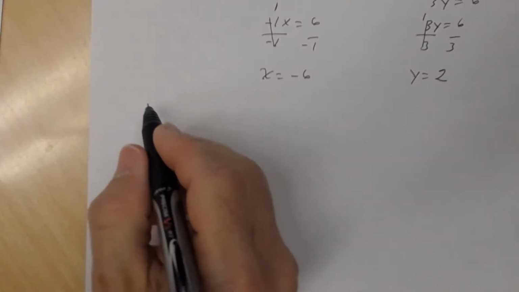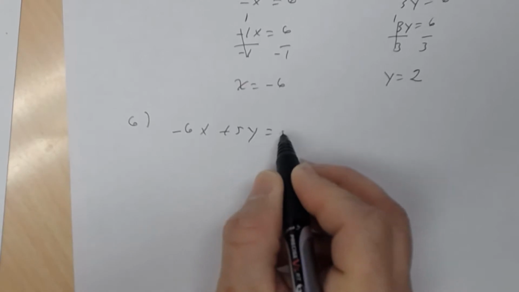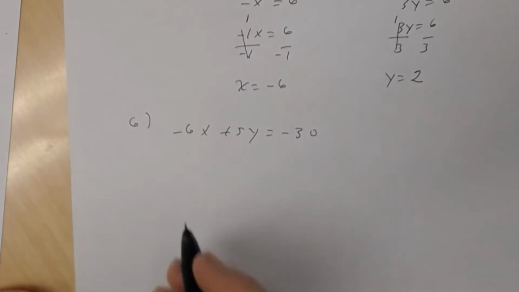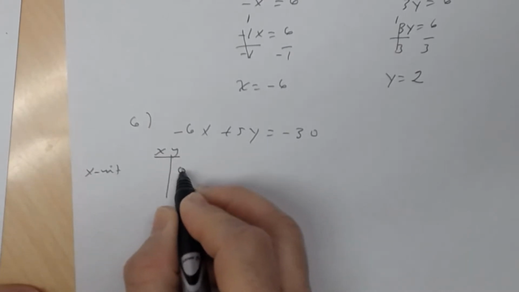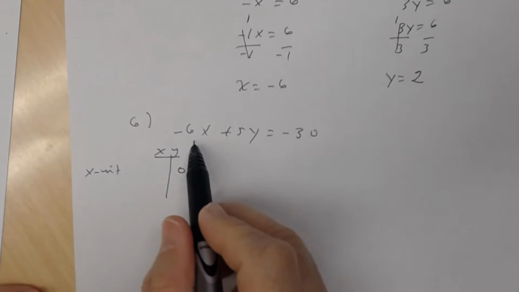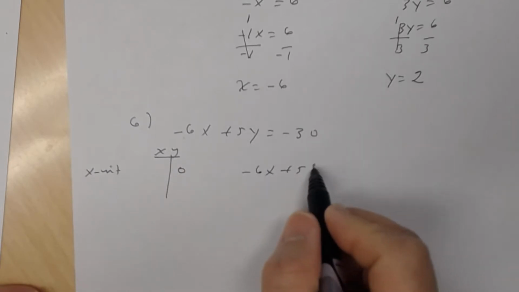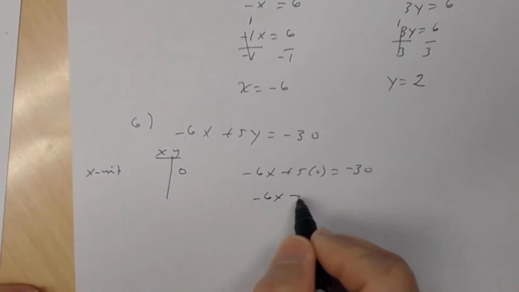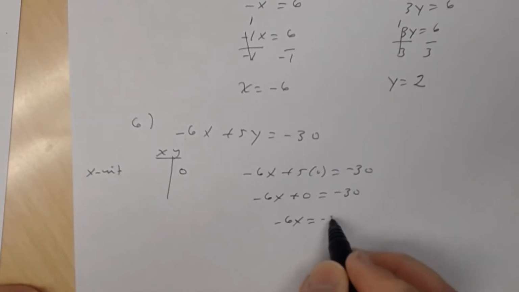So number 6, we have this equation. My equation this time is negative 6x plus 5y equals negative 30. To find the x-intercept, you can let y equal 0. So if y is 0, I get negative 6x plus 5 times 0 equals negative 30. Well, 5 times 0 is 0, so I get negative 6x plus 0 equals negative 30. Negative 6x plus 0 is negative 6x equals negative 30.